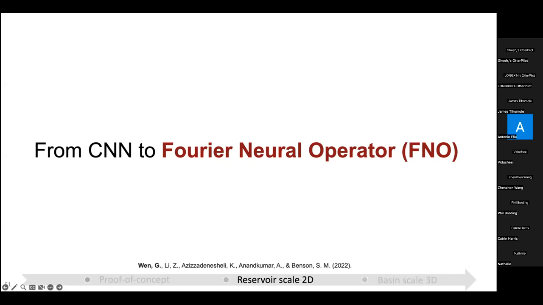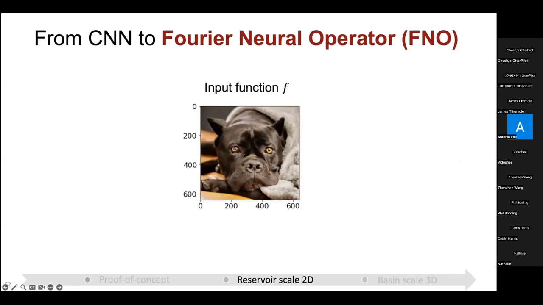And very luckily, I met this group from Caltech, and they developed this new framework that specifically applies to scientific computing, and it is called the Fourier neural operator. So that's when I transitioned from convolutional neural network to Fourier neural operator. So in the next 5 minutes, I want to give a quick introduction of how Fourier neural operator works. And to do that, first we need to take a step back and show how CNN works.